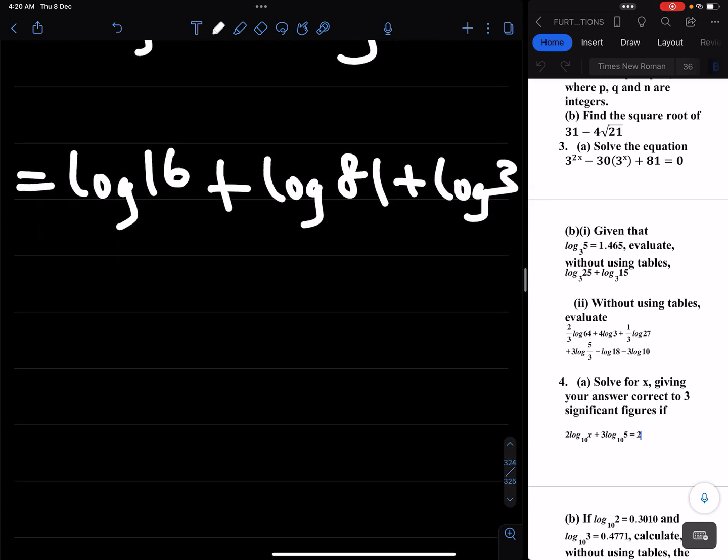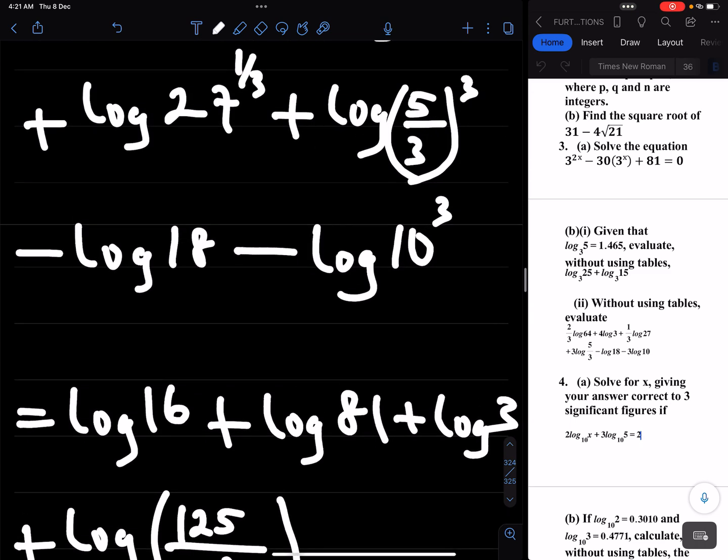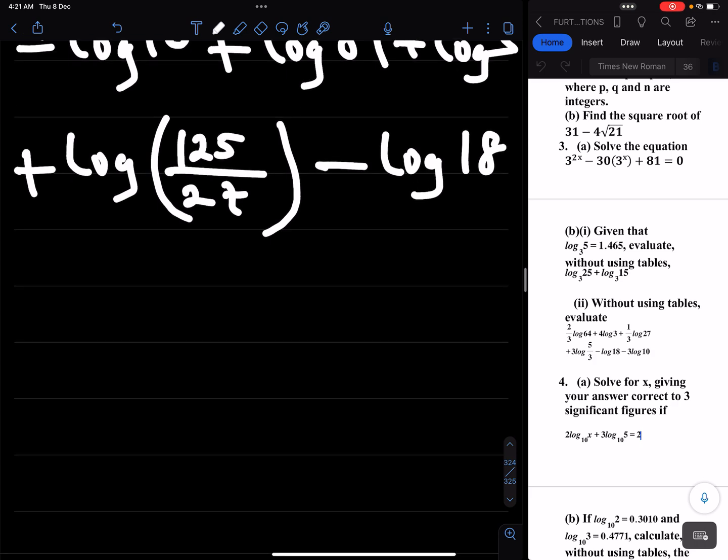plus log, the cube of 5 over 3 is simply the same as 5 raised to power 3, which is 125, over 3 raised to power 3, which is 27, minus log 18, minus log 10 raised to power 3, which is log 1000.